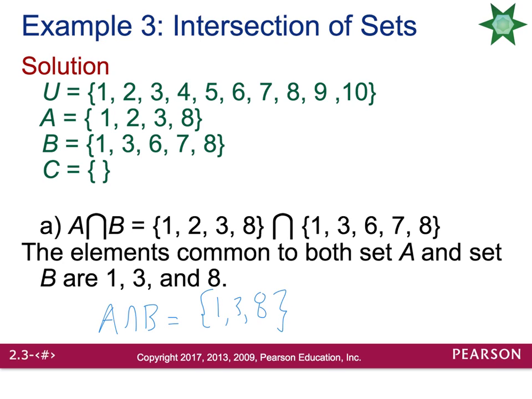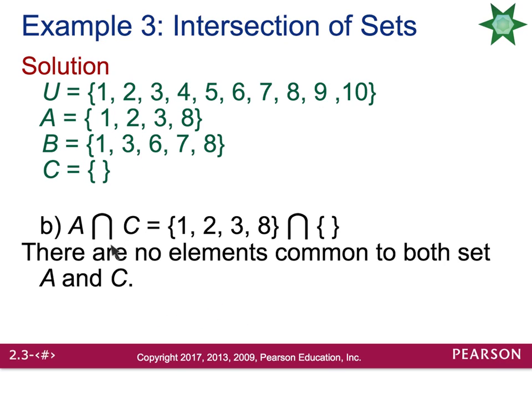Okay, part B, we're looking at A intersect C, or A and C. So A is 1, 2, 3, 8, and C is the empty set. Now, C doesn't have any elements, so there are no elements in common to both sets A and C. So we can say here that A intersect C, or A and C, is just the empty set, because there are no elements that are in both.